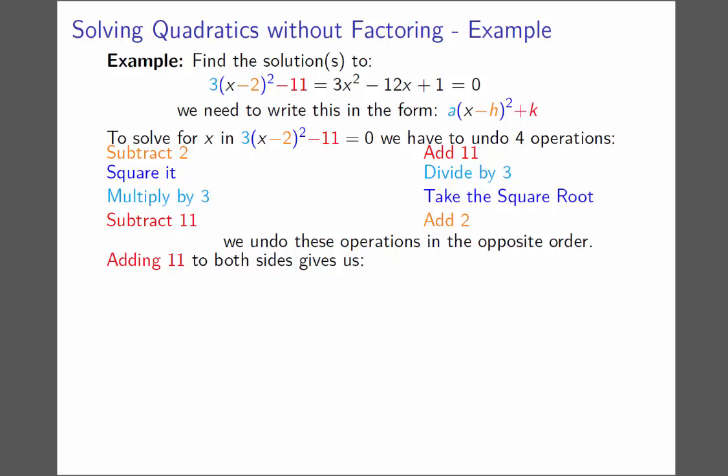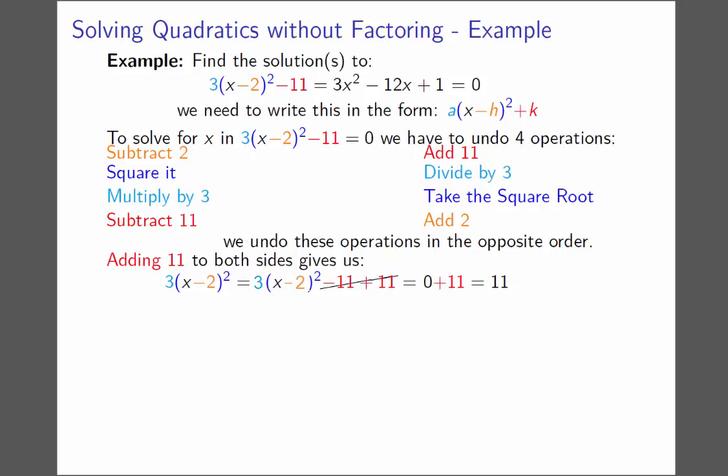This gives us 3 times x minus 2 squared minus 11 plus 11 equals 0 plus 11, which is 11. And on the left, we have negative 11 plus 11, which is just 0. So we have 3 times x minus 2 squared, leaving us with the equation 3 times x minus 2 squared equals 11.